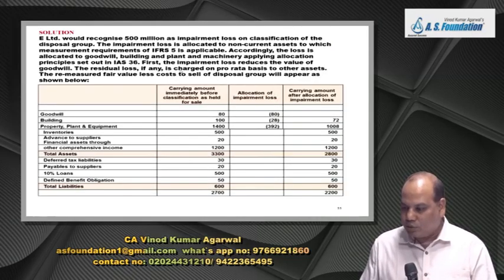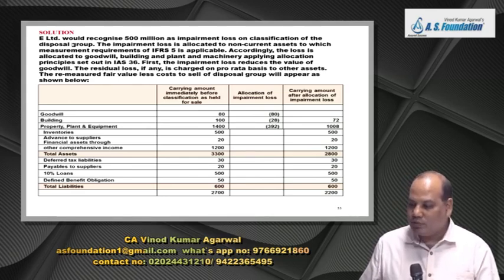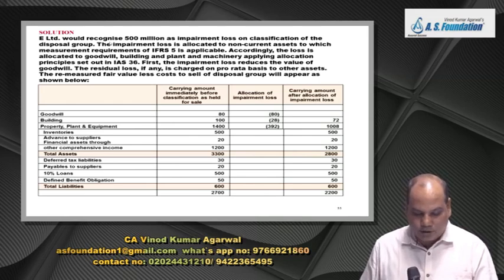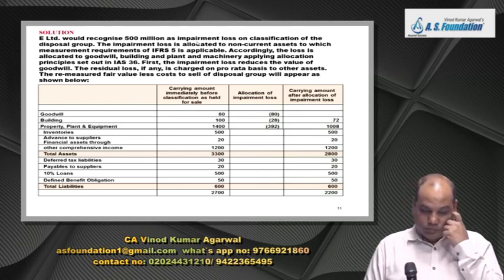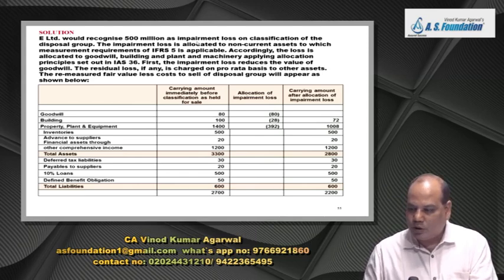Okay. So first you write a note, or without writing a note you want to solve. Note briefly. This much answer you have to write in that space. E Limited would recognize 500 million, figures in million, as impairment loss on classification of the disposal group. How this 500 has come, you have understood? Difference between net asset and fair value less cost to sell.